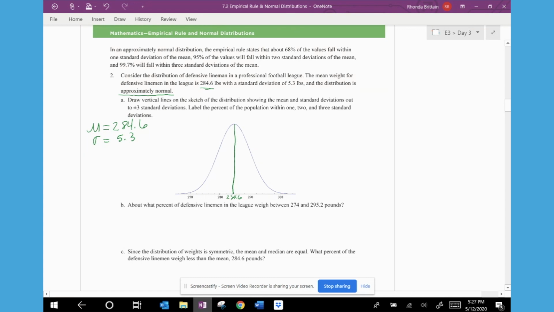So in order to determine 1 standard deviation below the mean, I know that it needs to look kind of like the curve that I showed you above, but I can actually calculate what those numbers are. So if we subtract 1 standard deviation, we're going to get 279.3. If we add 1 standard deviation, that would be 1 standard deviation above, we're going to get the value 289.9. So we need to label those on the curve. So this is just the number line here. So 279.3 and 289.9.